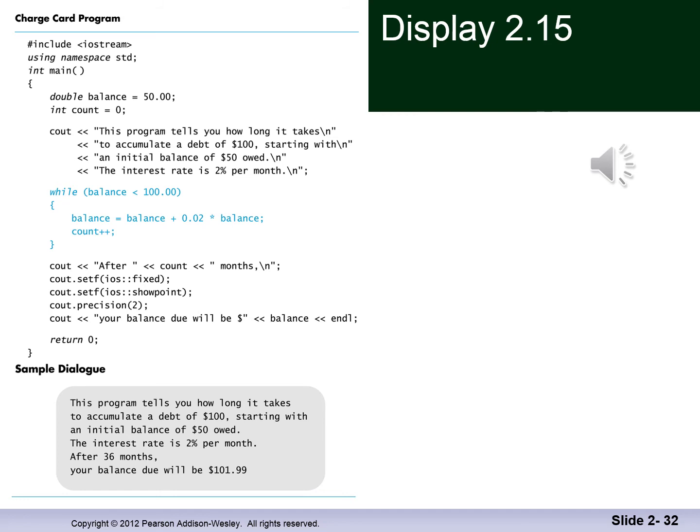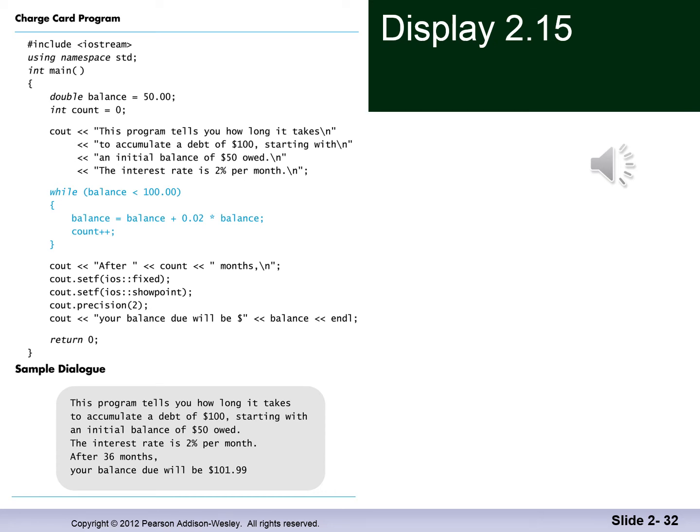That was the initial amount, or balance, if you will. And then we set a counter, an int called count, and we set it to 0. And then a cout statement: this program tells you how long it takes to accumulate a debt of $100, starting with an initial balance of $50 owed. The interest rate is 2% per month.